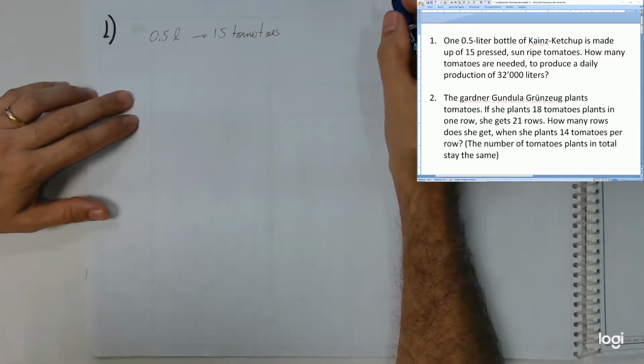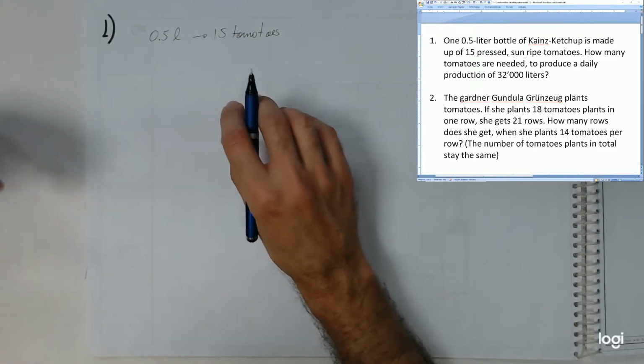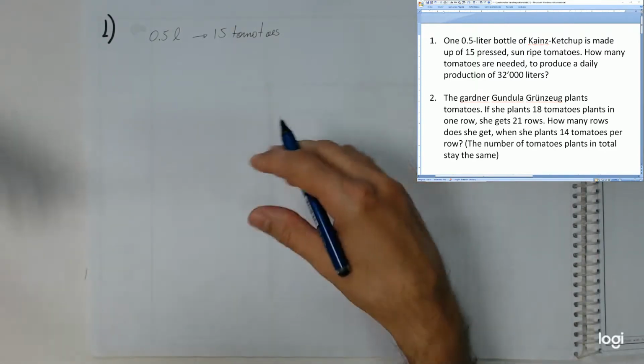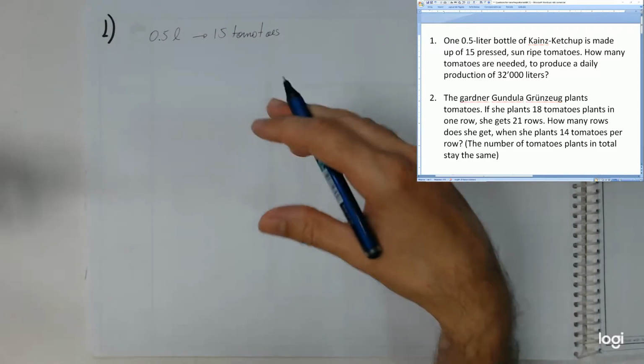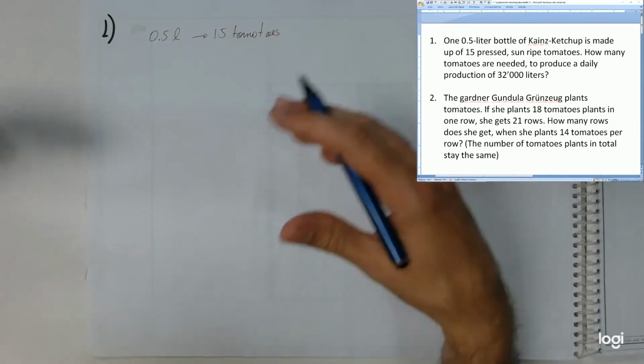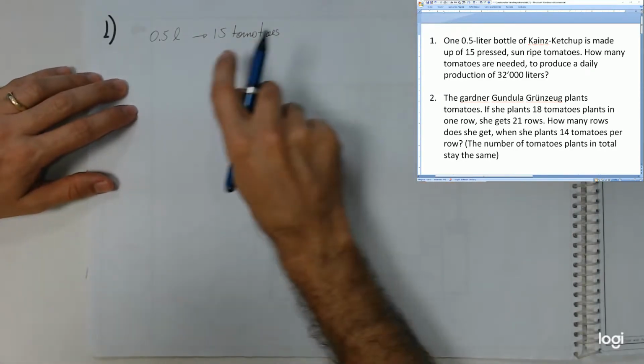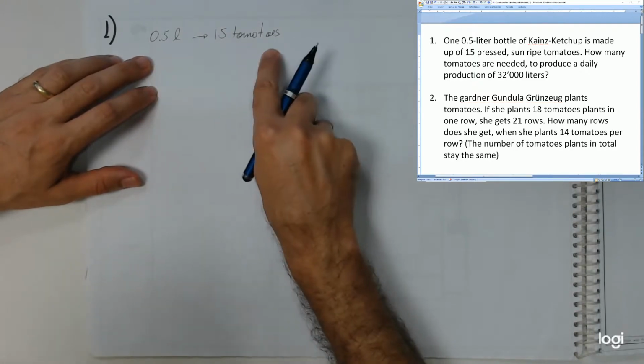we can think in this way. I'm going to solve in two different ways, okay? And the important thing is not how it is solved, not the answer per se, but the different approaches that you might take. In math, you can have different approaches. We can take half a liter, it is 15 tomatoes.